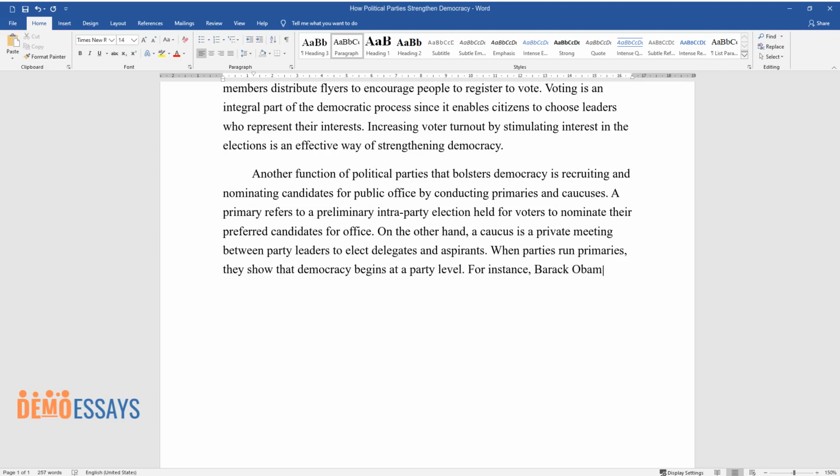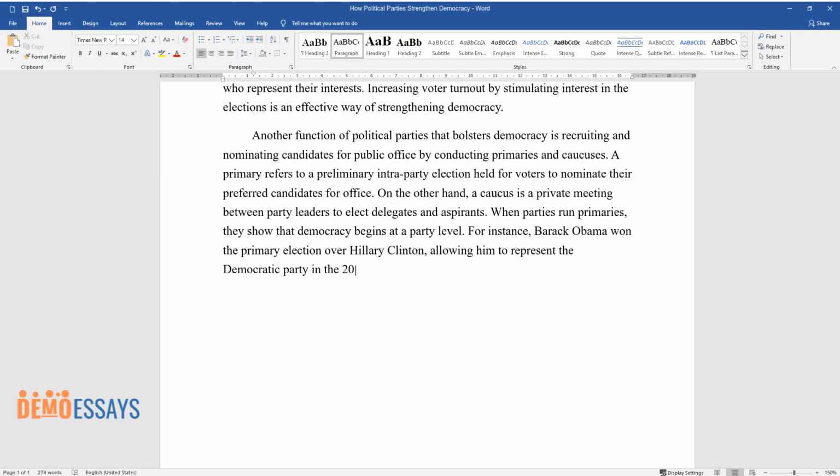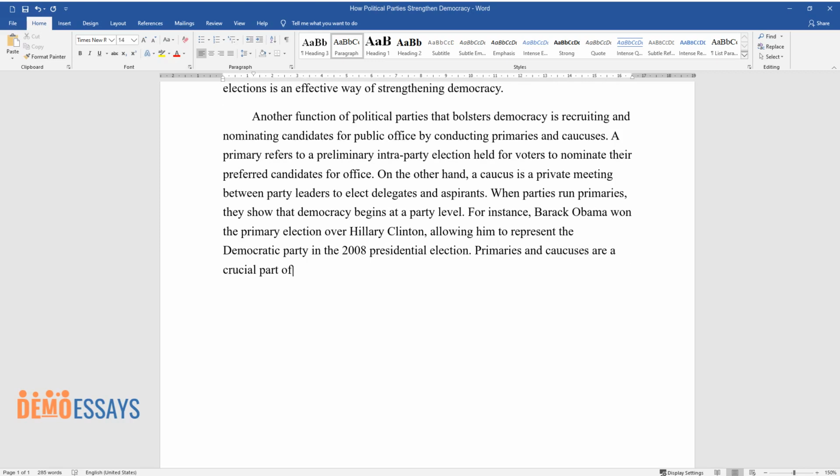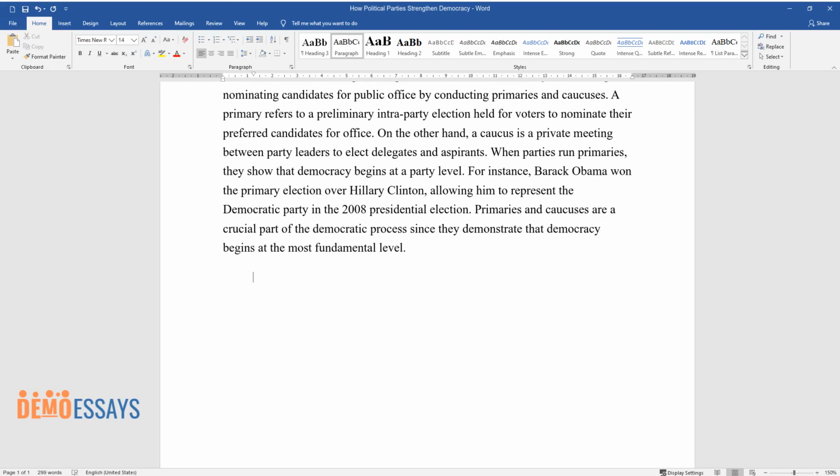For instance, Barack Obama won the primary election over Hillary Clinton, allowing him to represent the Democratic Party in the 2008 presidential election. Primaries and caucuses are a crucial part of the democratic process since they demonstrate that democracy begins at the most fundamental level.